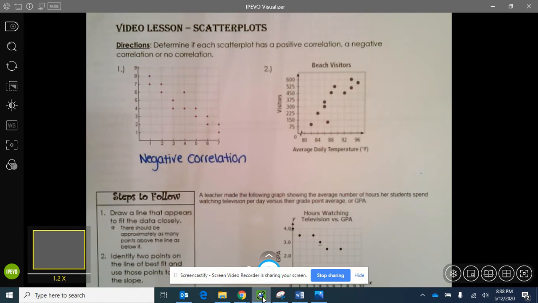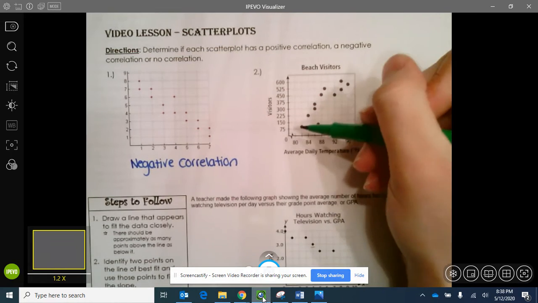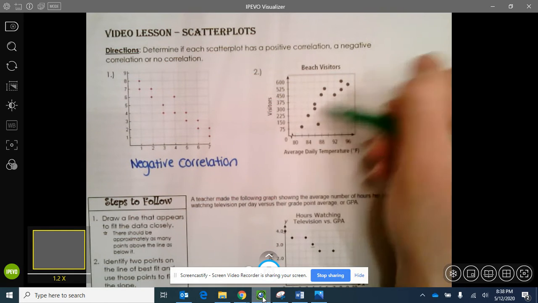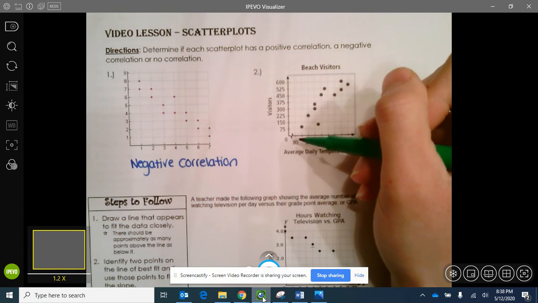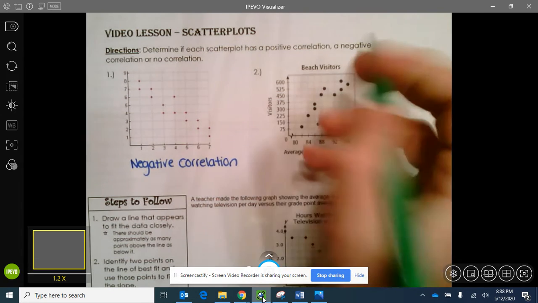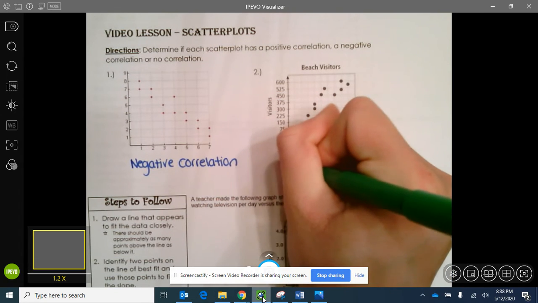Okay. For my second scatter plot here in this graph, as my x values increase, my y values are also increasing. So as I look at the graph from left to right, my data points are going up. So this would be a positive correlation.